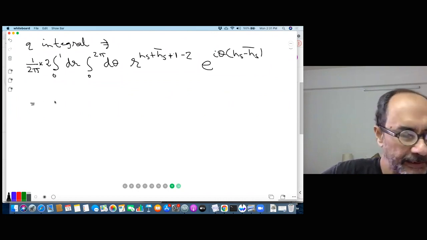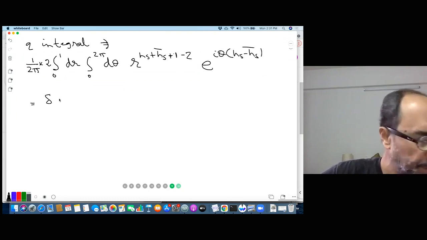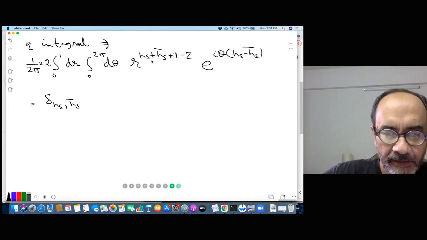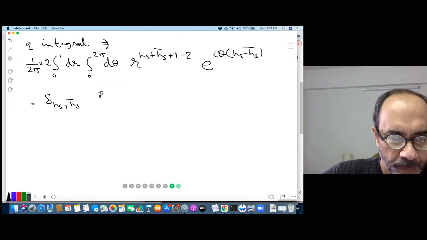So when you do this integral, you get delta hs, hs bar, that's the theta integral. And then the r integral, you can easily convince yourself, gives you, this factor of 2 is there, 2 over hs plus hs bar. This is for hs plus hs bar positive.